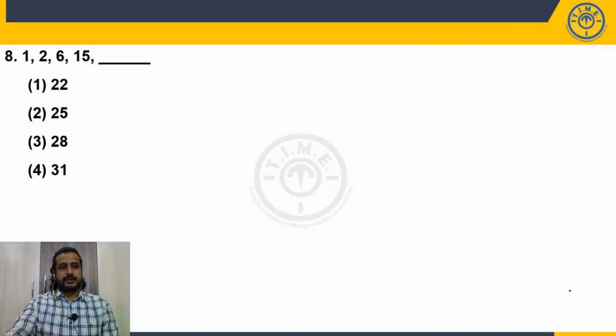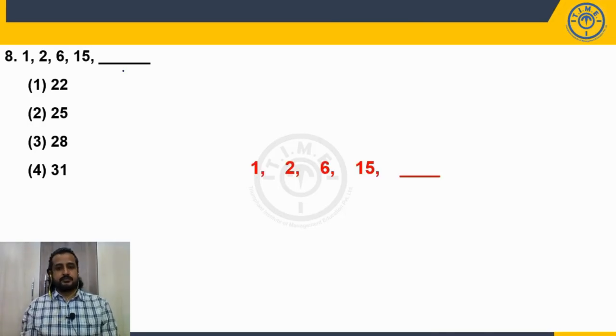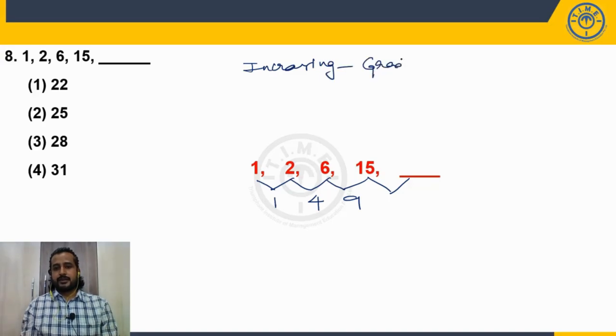See question number 8. 1, 2, 6, 15. Let's see. Are the numbers close to each other? Yes. These are very small numbers and are close to each other. What is the difference between 1 and 2? 1. Difference between 2 and 6? 4. Difference between 6 and 15? 9. So what should be the next difference? Okay. Now the numbers are in an increasing pattern, and are increasing gradually. So we will check for difference logic. Right. So 1, 4, 9.